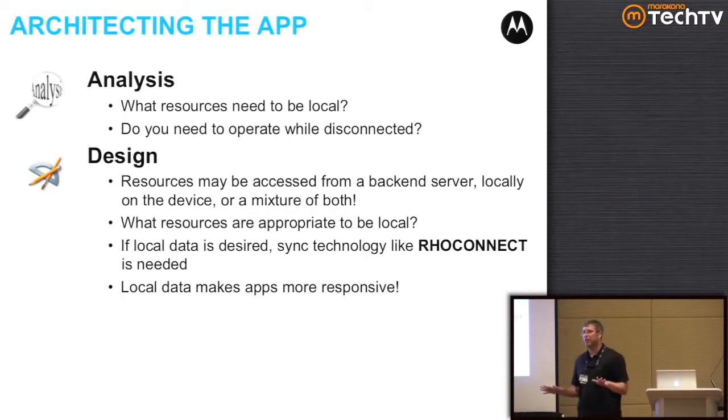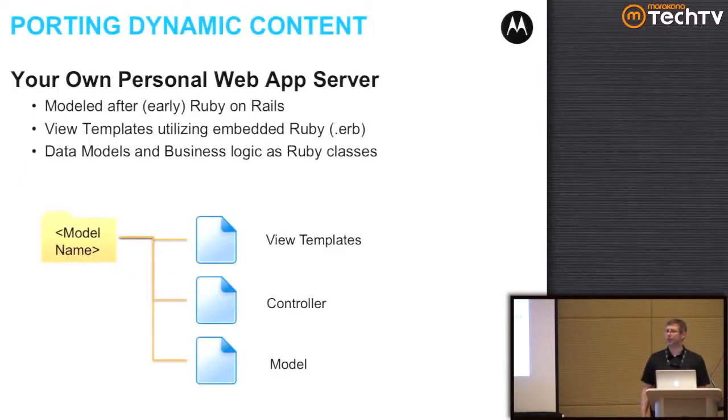But regardless whether you use RhoConnect, you'll probably want some sort of synchronization technology if you want to bring that data locally, right? Because you will want to operate in that opportunistically connected scenario, right? And the other thing is that in terms of design, and Adam also talked about this, local data tends to make apps look more responsive, right? Because you are grabbing the data locally from the device, and typically that's what you're waiting on in a web app, right? You're waiting for data from the server.